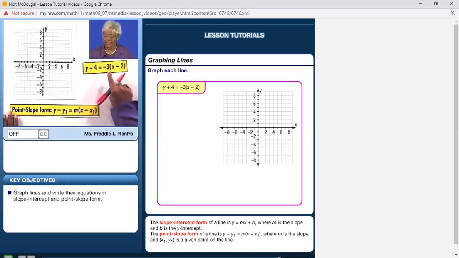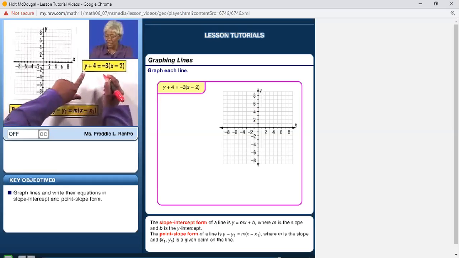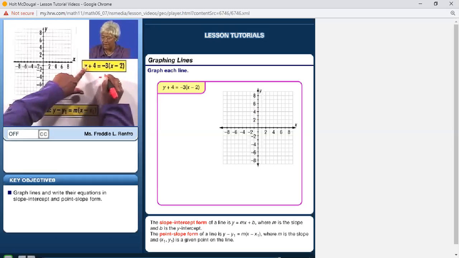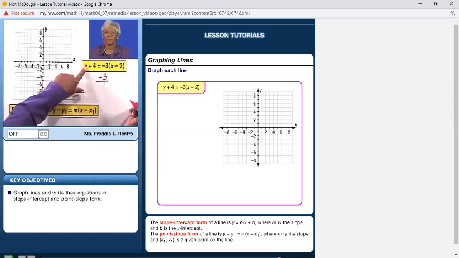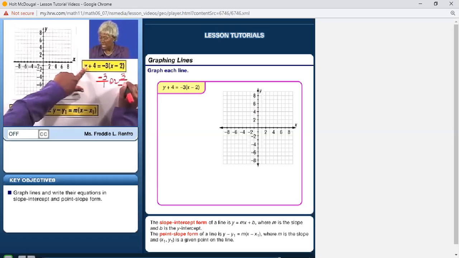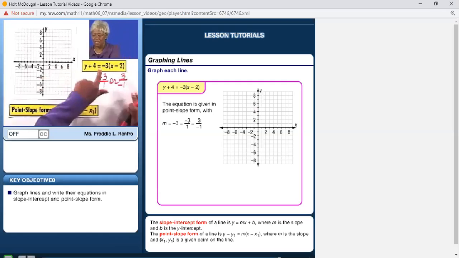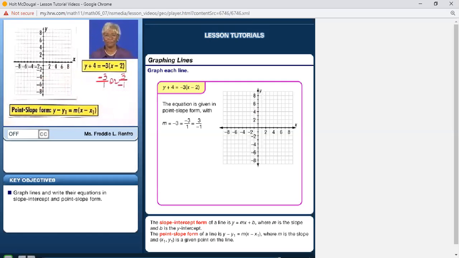In this case, the slope is -3. Now, remember, you can write the slope as -3 over +1, or you can write it as 3 over -1. Same thing. We still get -3. All right. Just like we did before, we're going to first find a point.